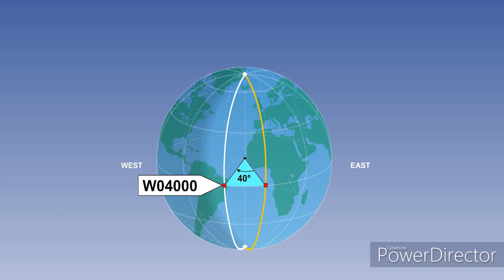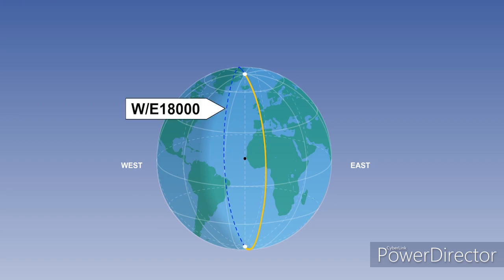All longitudes are 5 figures. The first 3 are degrees, and the last 2 are minutes. Longitude can be a maximum of either west 18000 or east 18000. This meridian is on the opposite side of the Earth to the prime meridian. A meridian that is 180 degrees from another meridian is called an antimeridian. In the case of the Greenwich meridian, the east or west 18000 meridian is the antimeridian of the Greenwich meridian.